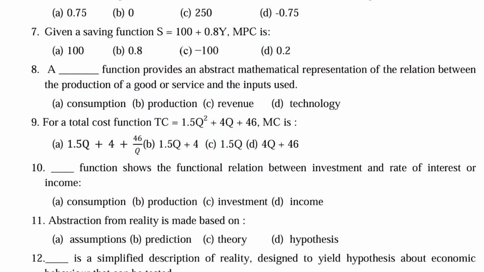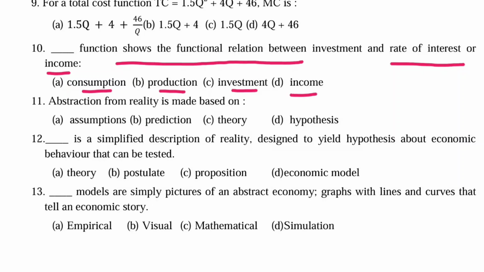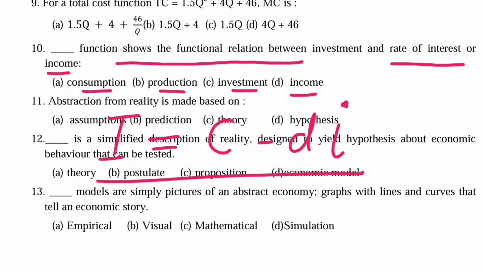Next question is, dash function shows the functional relationship between investment and rate of interest or income. Options are consumption, production, investment, and income. Obviously it should be investment, because investment will be a function of rate of interest. Investment is a negative function of rate of interest, or it can also be a positive function of income.